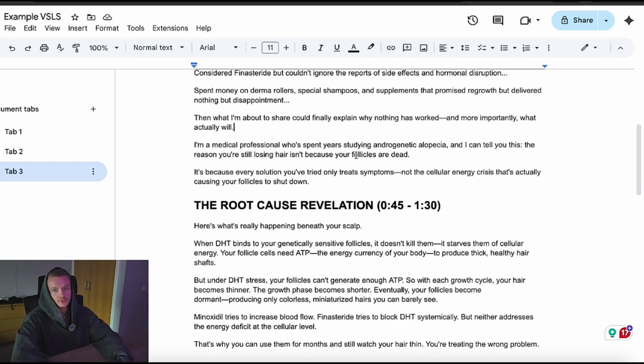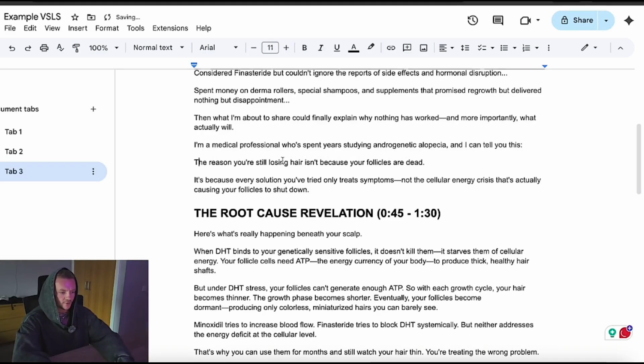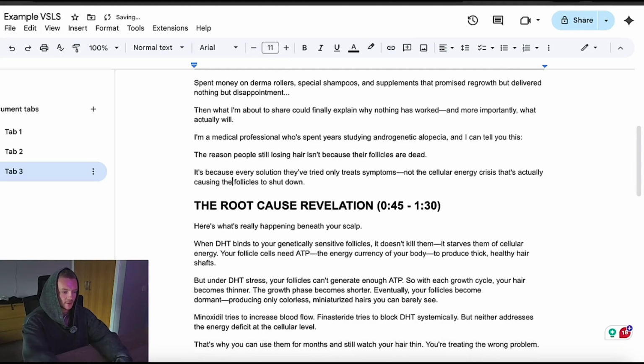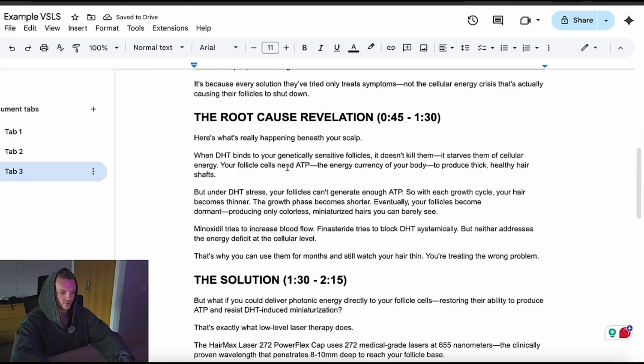I'm a medical professional, insert who the person is, who spent years studying androgenetic alopecia. Yeah, let's keep that because it's an authority figure. And I can tell you this, the reason people still lose hair isn't because their follicles are dead. It's because every solution they've tried only treats symptoms, not the cellular energy crisis that's actually causing their follicles to shut down. Here's what's really happening beneath the scalp.